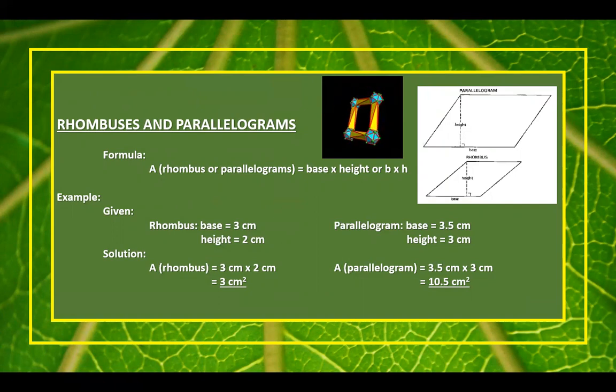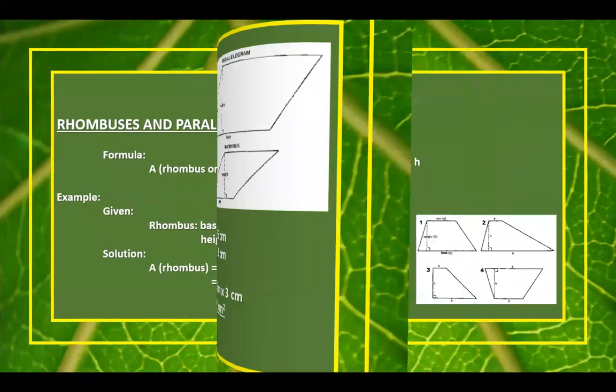Okay, so I think the answer is 6 centimeters squared. That's wrong because it's multiplication. So 3 times 2 is 6, and centimeter times centimeter is squared. So the answer is 6 centimeters squared. Next, we have the area of a parallelogram, which is equal to 3.5 centimeters times 3 centimeters. So our answer is 10.5 centimeters squared.